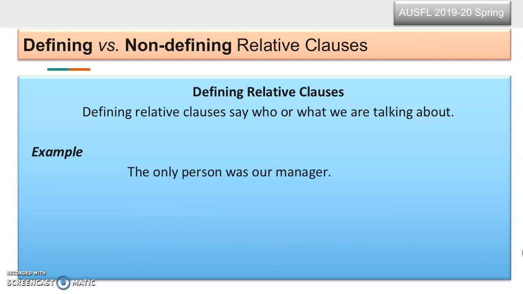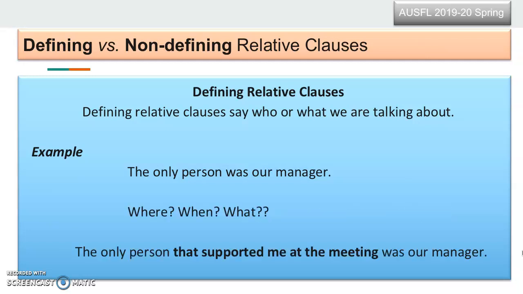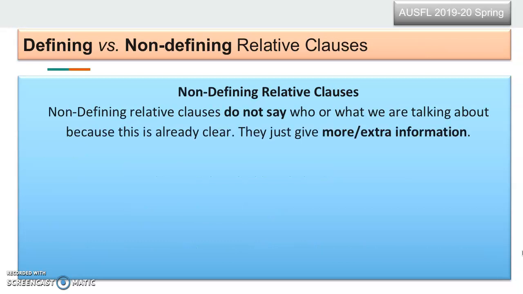In the second example too, you may ask questions like where, when, what person are you talking about? Our relative clause here defines and makes clear what we mean by the only person. The only person that supported me at the meeting. Non-defining relative clauses, in contrast, don't say who or what we are talking about because it's already clear. They just give extra information.